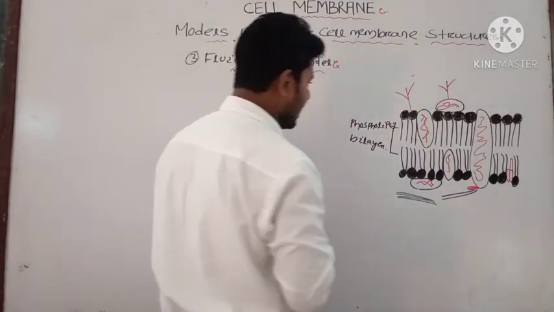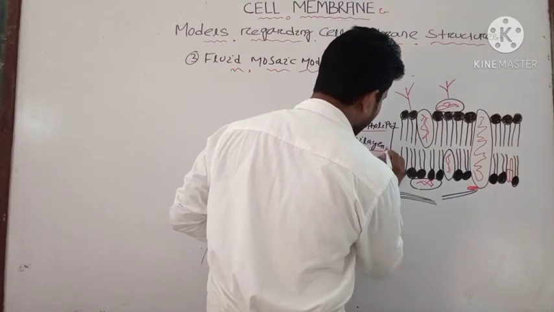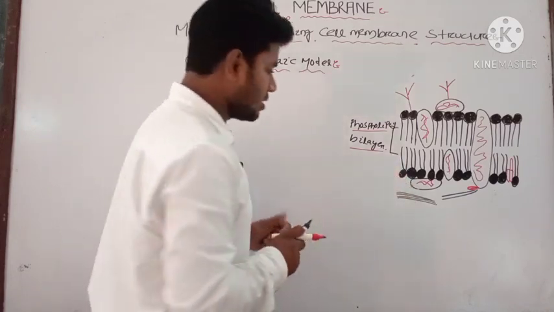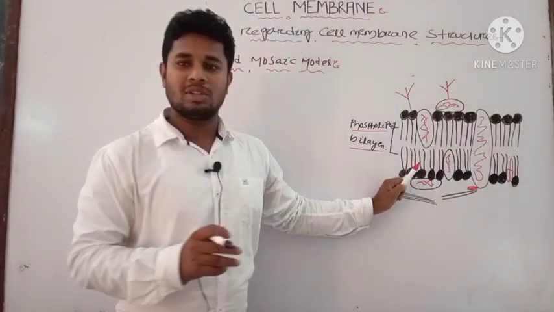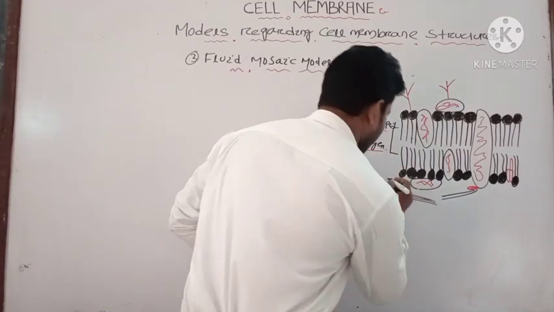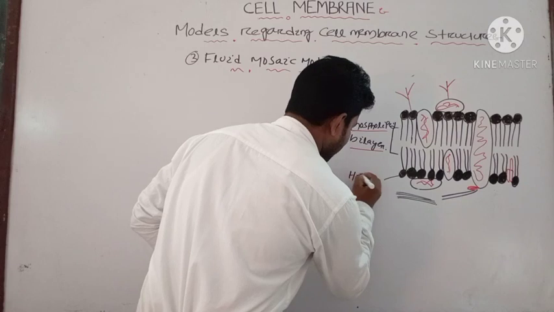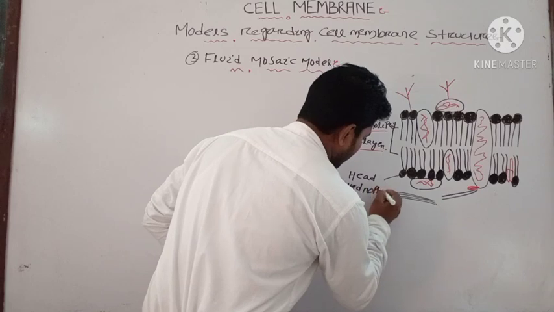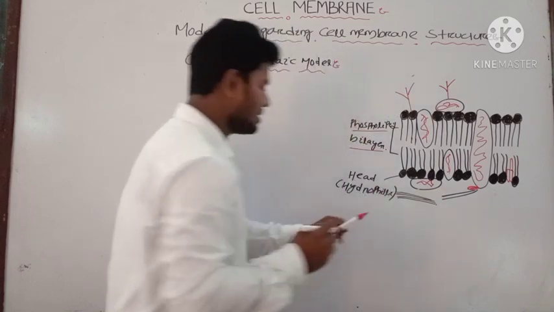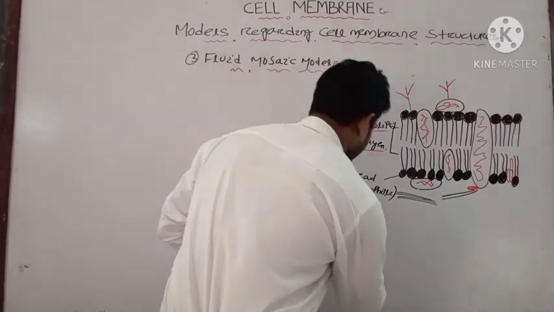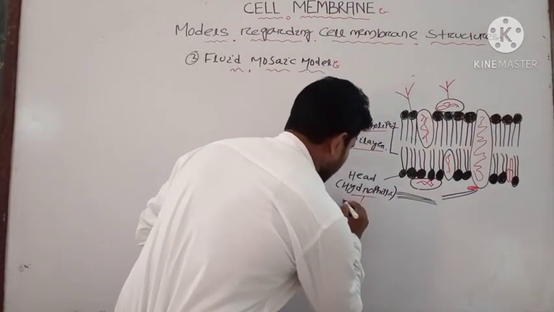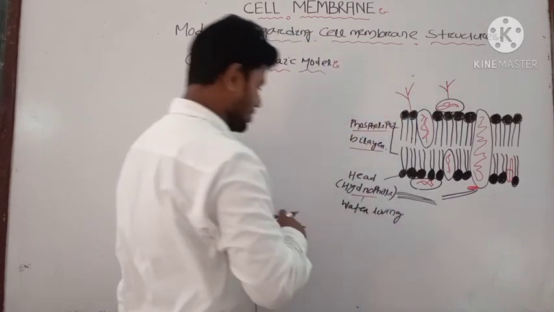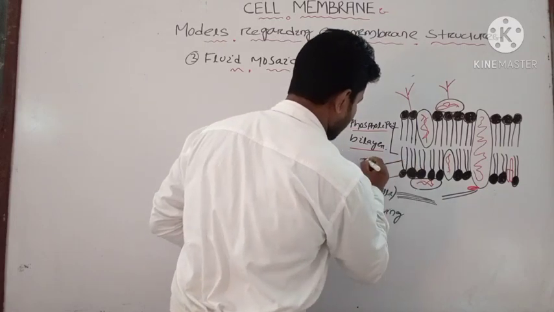This is your phospholipid bilayer structure. In phospholipid bilayer, what you will find? You will find a head portion and another your tail portion. The head portion, you have already known, is hydrophilic in nature. Hydrophilic means it is water loving. And the tail portion, this is your tail portion.